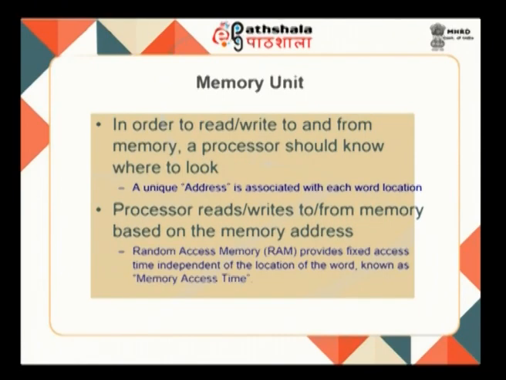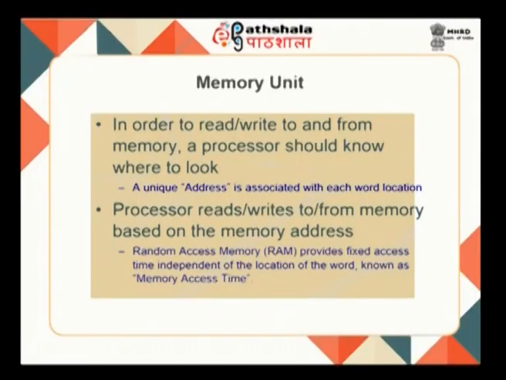Now, in order to read or write to and from memory, a processor should know where to look. A memory consists of a number of memory locations. Say for example, if I am looking at a 1K memory, I may have 1024 memory locations there. Now, how do you identify which memory location to read from or write into?